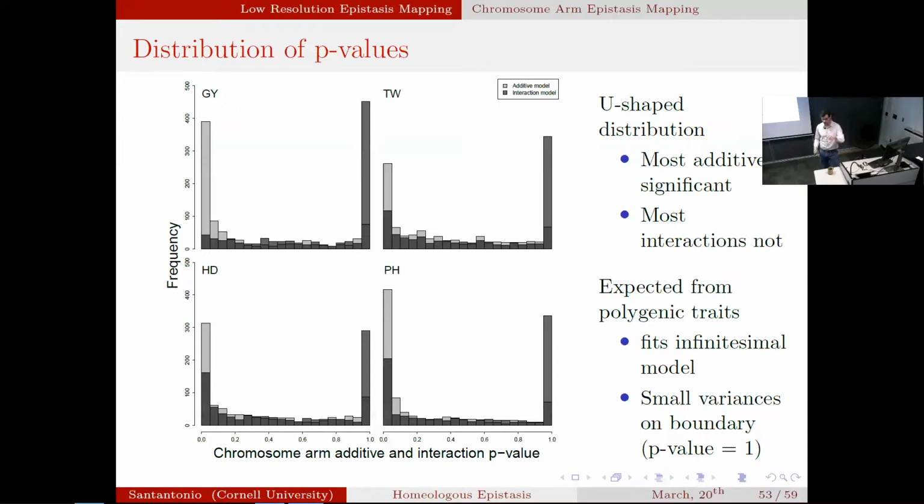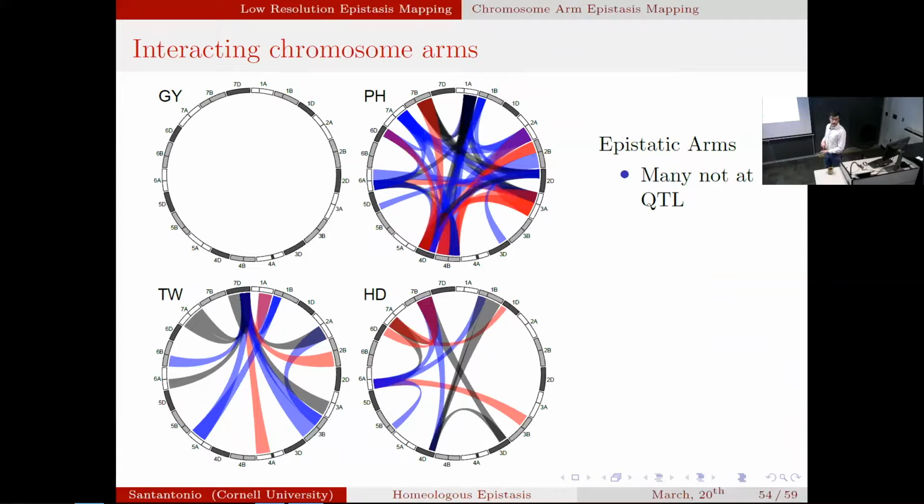And then, of course, when these variance parameters are estimated on a boundary, you have a problem where they essentially end up being 0. So that's where you get this big lump of p-values around 1 instead of the expected uniform distribution.